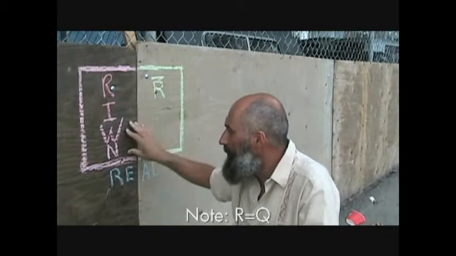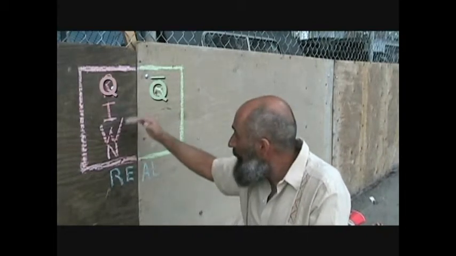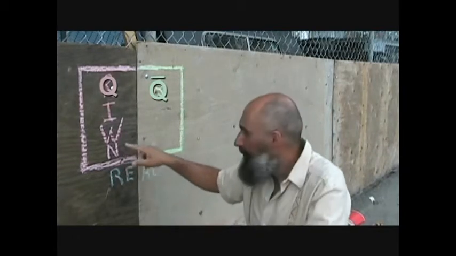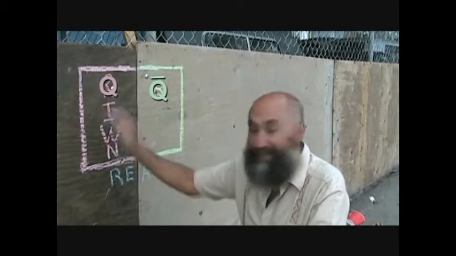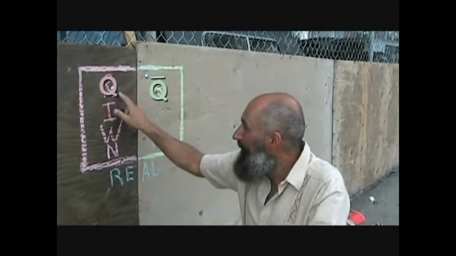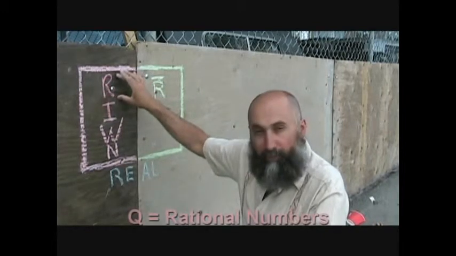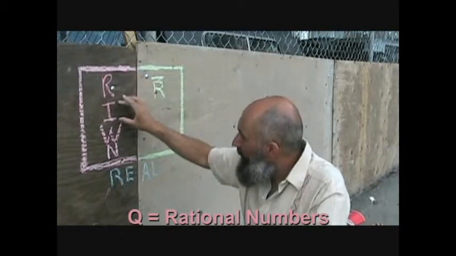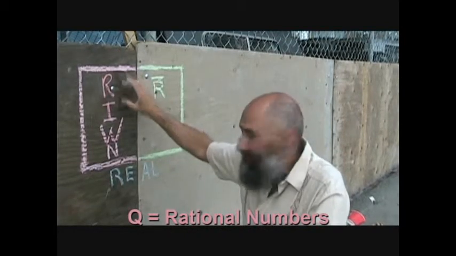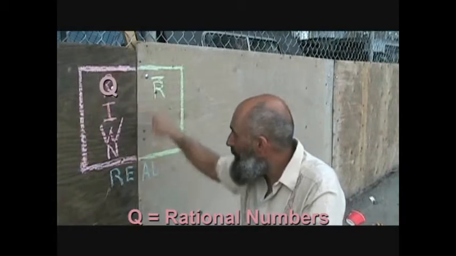Now, rational numbers were broken down into 4 categories. The natural numbers were the counting numbers, 1, 2, 3, all the way up to infinity. You had the whole numbers, which was the introduction of the number 0. And then you had the integers, which were positive and negative whole numbers. And then you had rational numbers, which were fractions of integers. Anything that you could write as a fraction of these is a rational number.